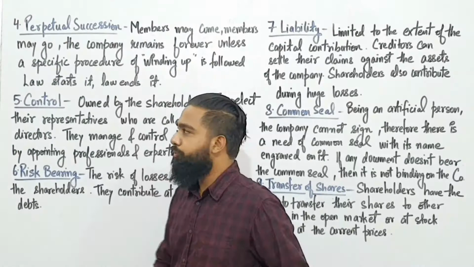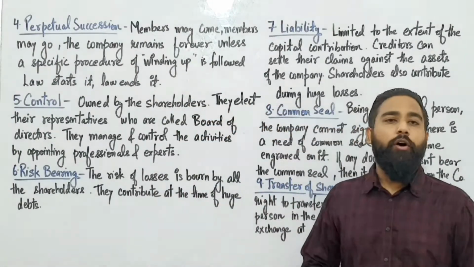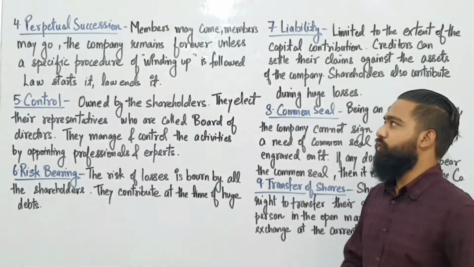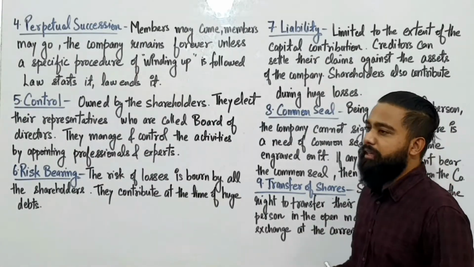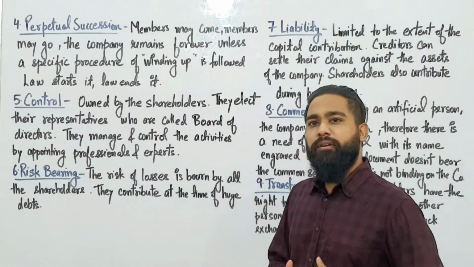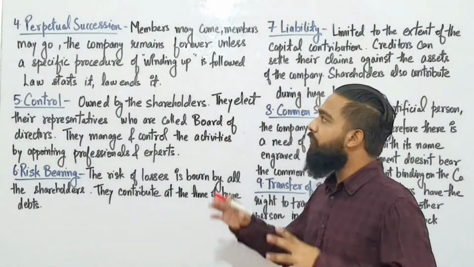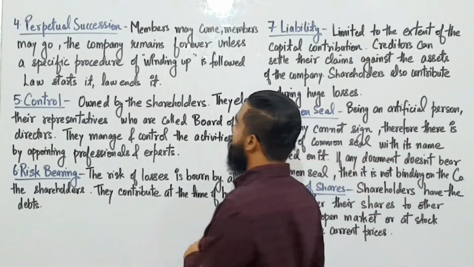Fine. Now let's come to the other features of the joint stock company. Students, the fourth feature of the joint stock company is perpetual succession. Now, it means that members may come or members may go, but the company remains forever.